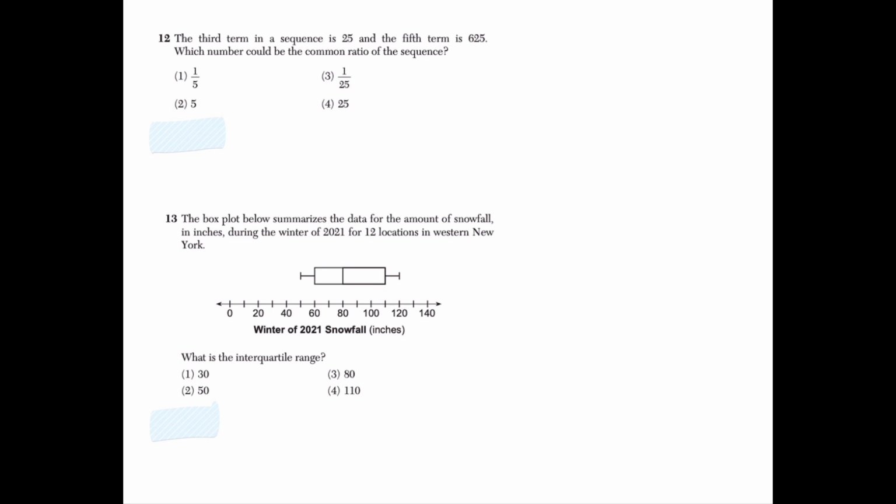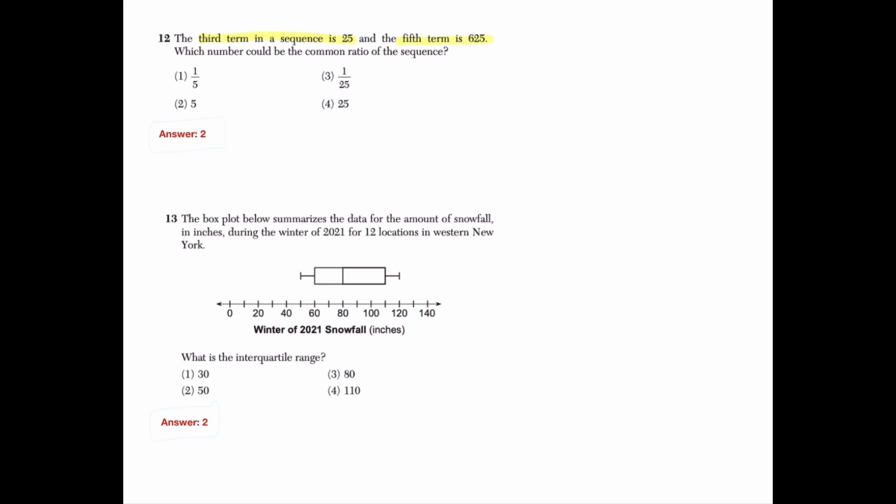Let's look at 12 and 13. The answers are 12, 2, and 2, both of them. Nice and easy. All right, we're going to start with number 12, which has to do with a sequence. And we're looking at the third term, and the sequence is 25, and the fifth term is 625.